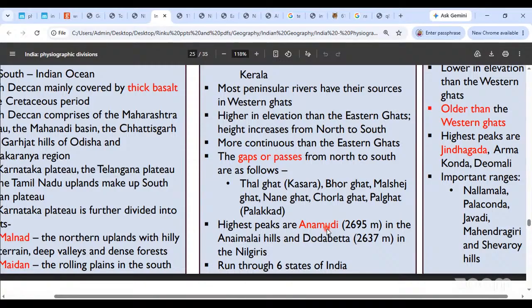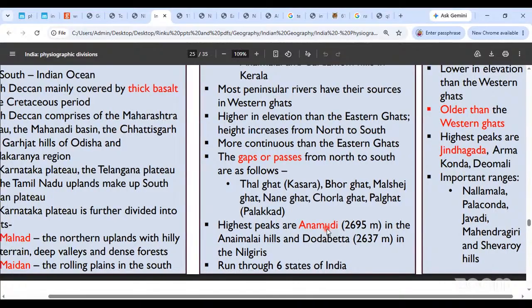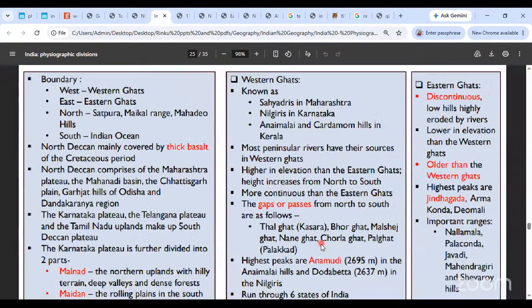The highest peak is found in Anamudi, which is in Anaimalai range, and Dodabetta in the Nilgiris. Dodabetta being the tallest peak in the Nilgiris. Okay. And it runs through 6 states of India. You begin with Gujarat, go to Maharashtra, Goa, Karnataka, Kerala, Tamil Nadu. Okay. These are the 6 states through which the Western Ghats run. Okay. Now you go to the Eastern Ghats.